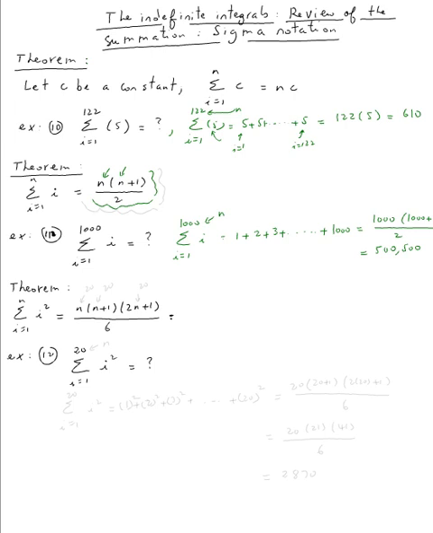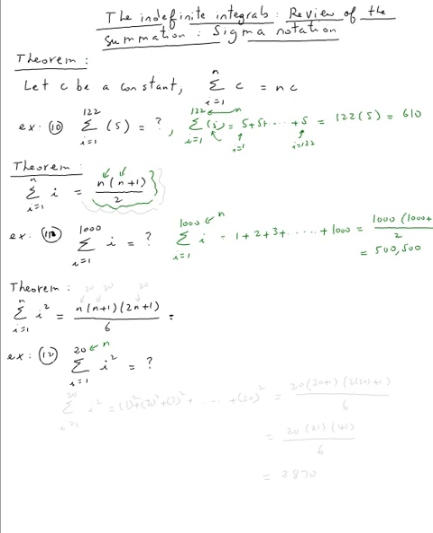Now let's do the next example using the next theorem. The next theorem says the sum of i squared from 1 to n is equal to n times n plus 1 times 2n plus 1 over 6. So let's do this one. For number 12, my n happens to be 20, so I'm doing from 1 to 20.